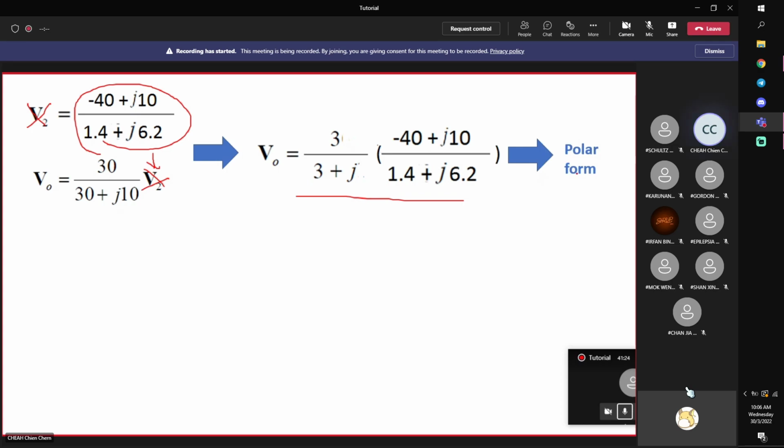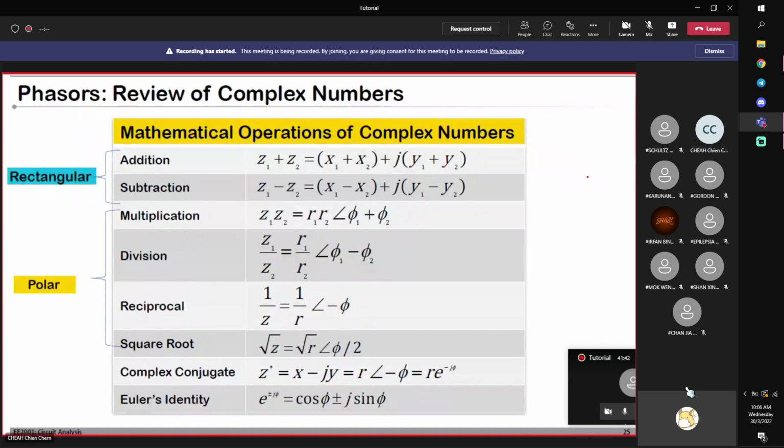We know that finally you want to put it in polar form, correct? Your phasor must be in the polar form, with a magnitude and an angle, all right? So finally we want to put it into this form. In this case, it makes sense to operate in polar form because it's easier.